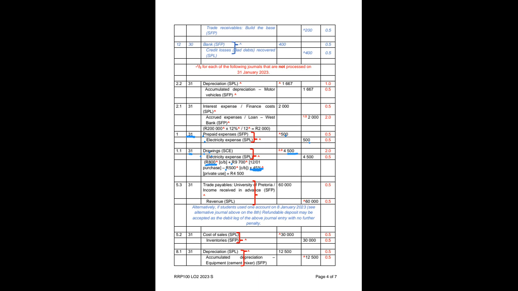Okay, so let's then skip to the end of the month. So notice now our dates have changed. Our date is now the 31st. Then we record the depreciation. Most of us did this correctly. Obviously, debit depreciation, credit accumulated depreciation, we were very good with that, and the amount of 1,667 Rand.